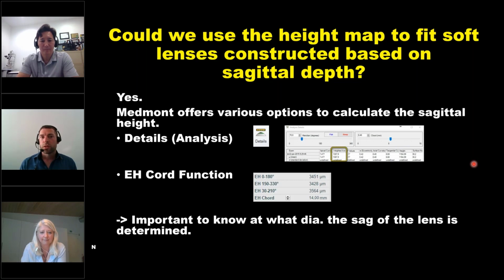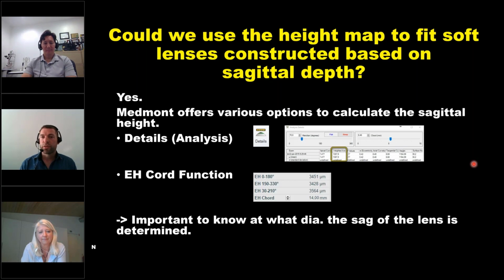Medmont offers you the option to go to the details option in analysis. You click on that button, and then you can do that with one map or even several maps. And Medmont will give you the weighted average height at the chord diameter that you indicated. And this is limited to normally the diameter of measurement. So as long as you have data up to 9 or 10 millimeters, you will be able to have the value of the weighted average height.